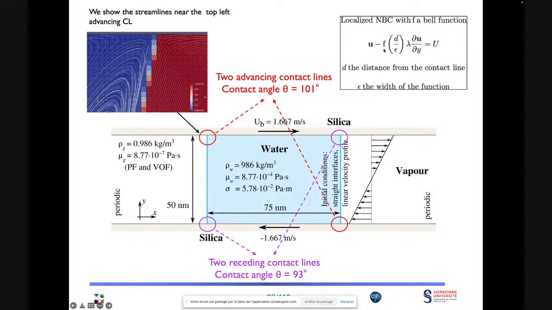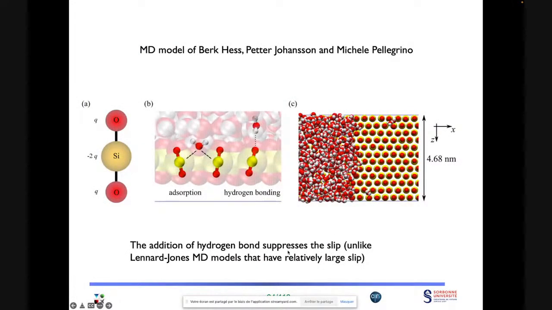We use a modulated Navier boundary condition with a Bell function d over epsilon. The contact lines are determined by the specific choice of the potentials in the molecular dynamics, so they are given here. This is a view of the MD model. In the solid, we have silica atoms, molecules, and in the water, we have water molecules. The molecules form hydrogen bonds, which suppresses the slip. A lot of people before had done Lennard-Jones MD models, but which have slip.